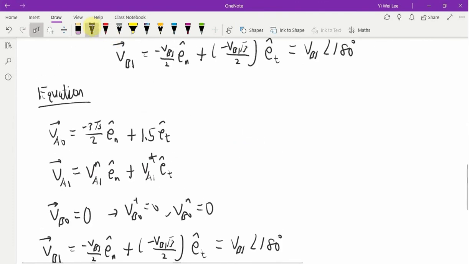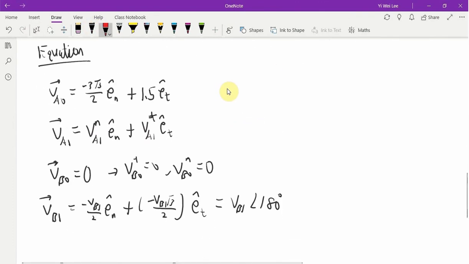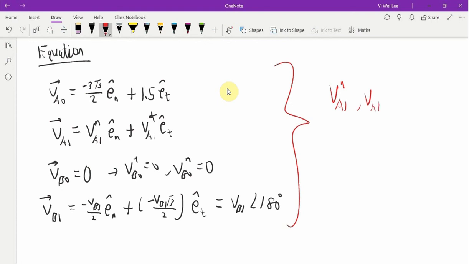So let's see what are the unknowns that we have. The unknowns that we have are VA1N as one unknown, VA1T as two unknowns, and we actually have VB1 as an unknown. Oh, interesting stuff. We only have 3 unknowns. Take a look at that. We only have 3 unknowns.